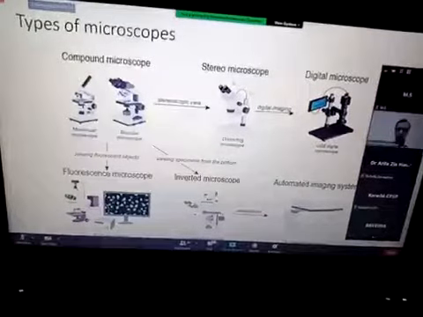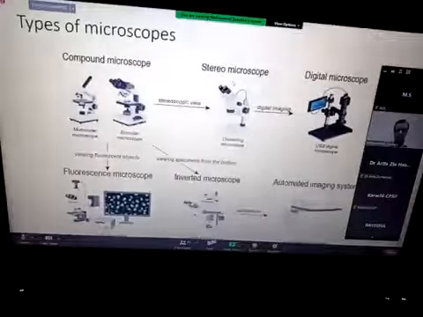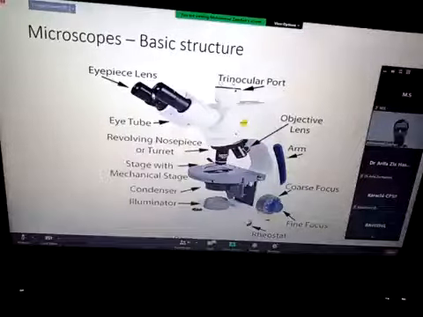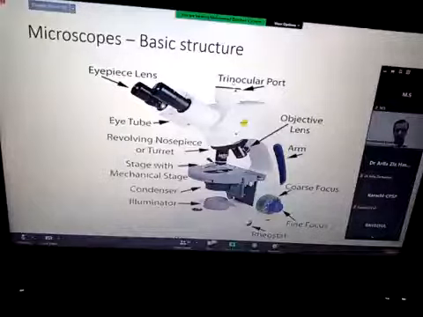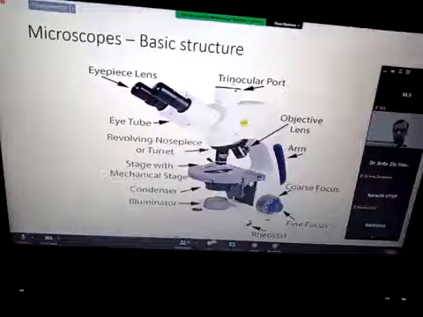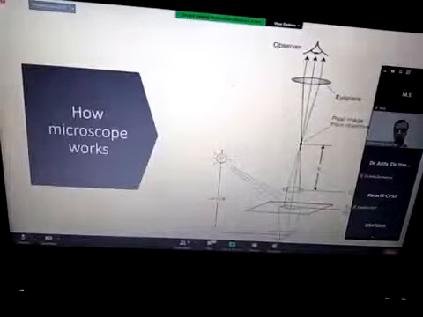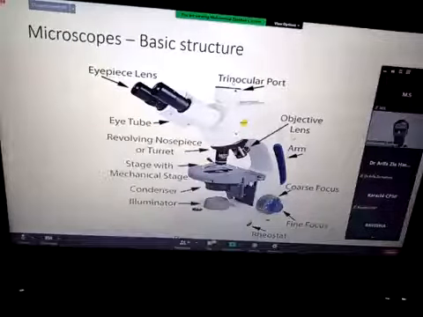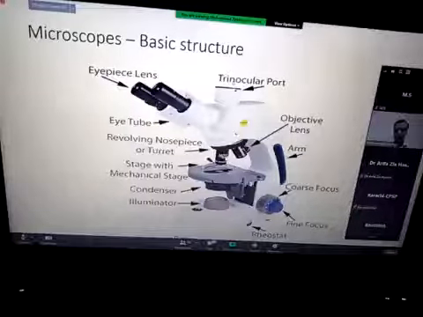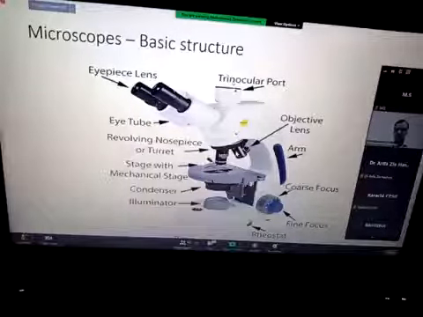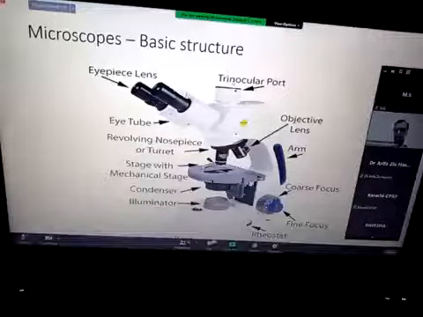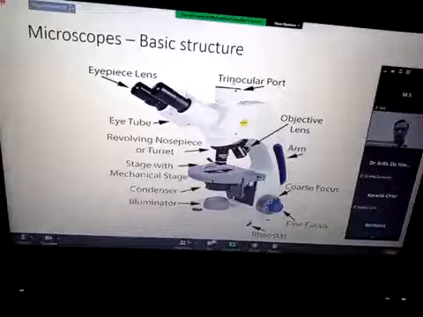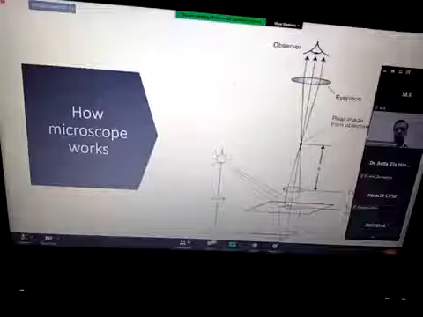Just to give a flavor of the different types of microscopes, I have shown a picture. This is the basic structure of a microscope. It has an eyepiece, from where we look and evaluate, and it has eye tubes. These are the objective lenses. We use 100, 20, and 10 magnification, and these are the coarse focus and fine focus. We use this microscope in the laboratories, and these are the source of light.